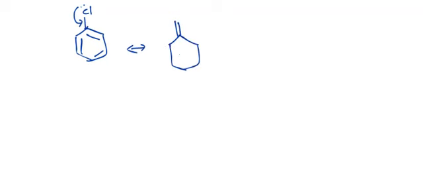Next, chlorobenzene. Chlorine also has a lone pair, so it will also take part in resonance. There is a formation of a double bond between chlorine and this carbon, which is an sp2 hybridized carbon. So this also will not give SN1. In some particular cases it will give, but here it will not.